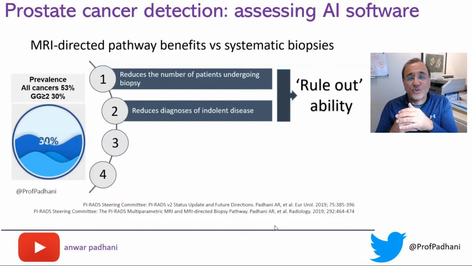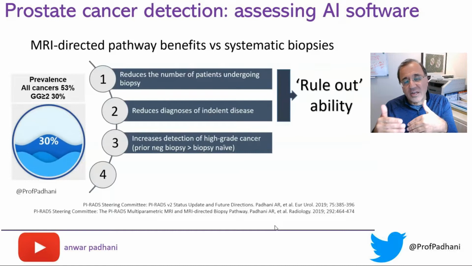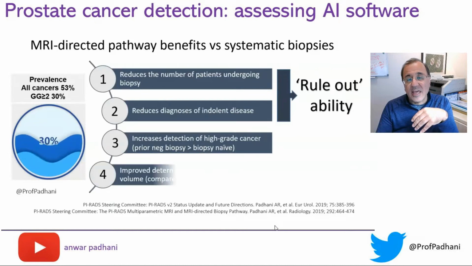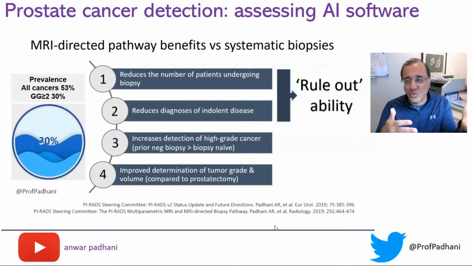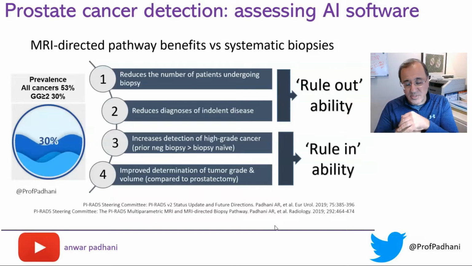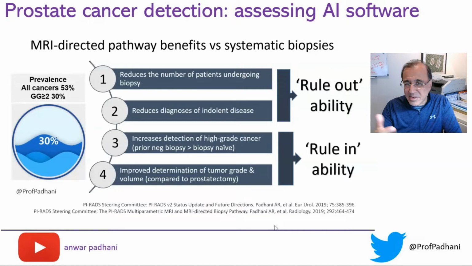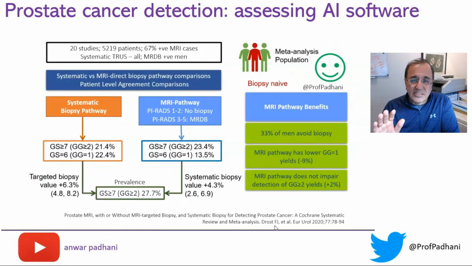But there is also another advantage in the improved detection of high-grade cancers and a better risk stratification of the tumors that are diagnosed with an MRI targeted biopsy, and this speaks to the rule-in ability of MRI. And if you look at the Cochrane analysis, these advantages are in fact emphasized.